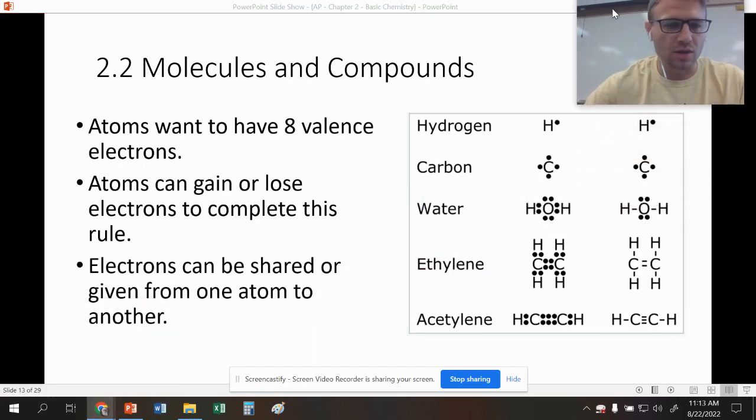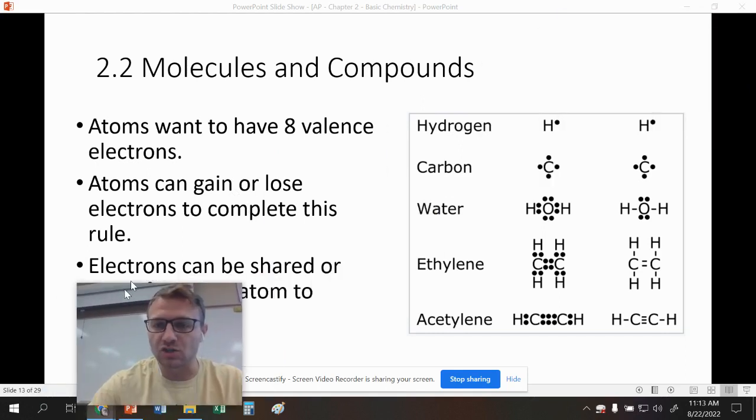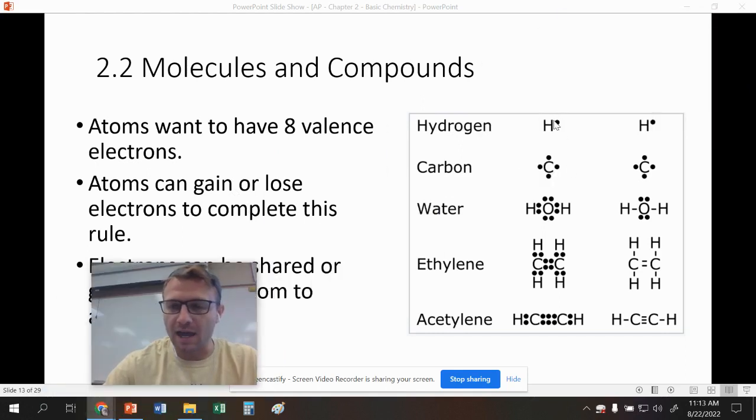Like we talked about, atoms want 8 valence electrons. Atoms can gain or lose valence electrons to complete this rule. The electrons can be shared or given to another atom. So you can see here we have hydrogen with 1, carbon with 4. We can add these hydrogens to carbon, like down here in ethylene, or we can add these hydrogens to an oxygen for water. These dots here represent those valence electrons, and these lines represent the bonds that those valence electrons form with different atoms. So you can see here, this is water. We have 2 valence electrons. Here's that bond between oxygen and hydrogen.